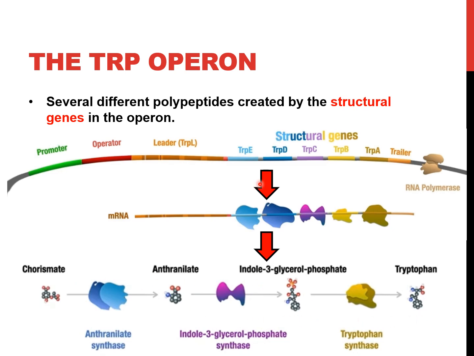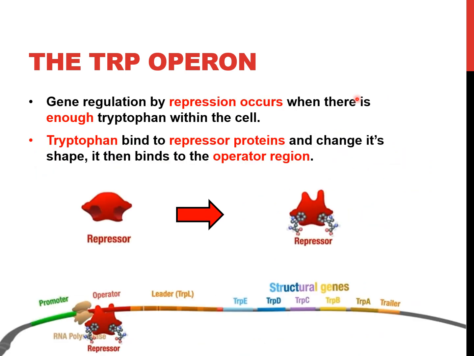Okay. You do need to know what the structural genes do. They are enzymes that help turn chorismate into tryptophan. Okay. And so we have gene regulation by repression here. Okay. So TRP Operon repression model.